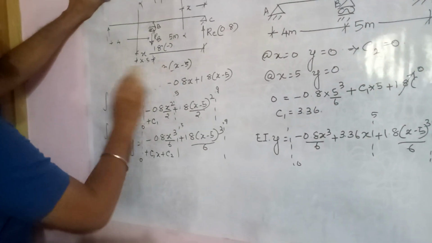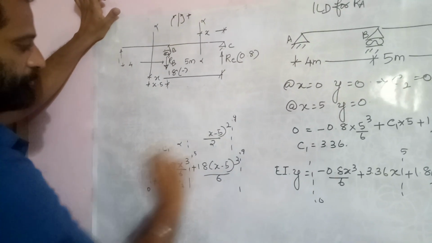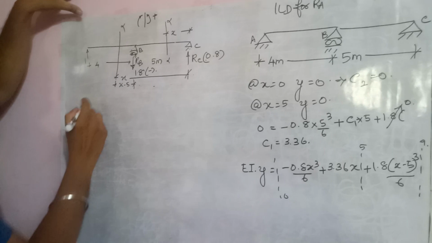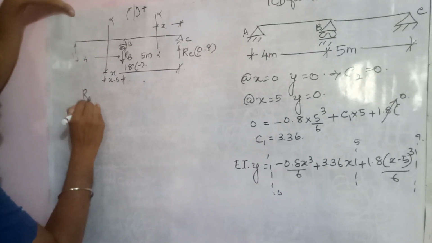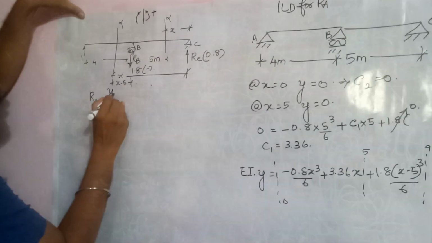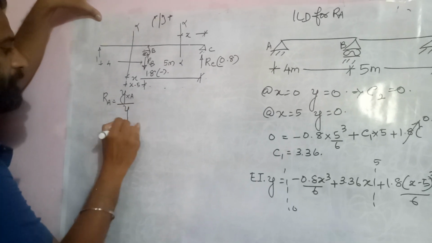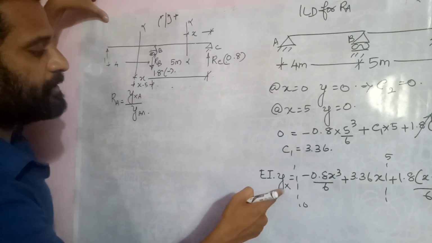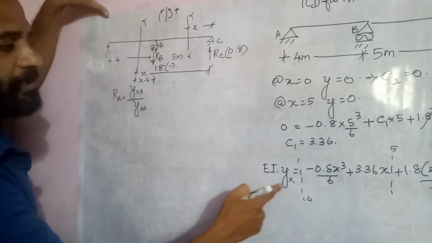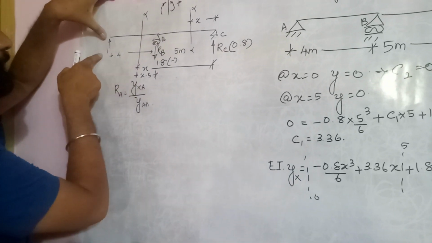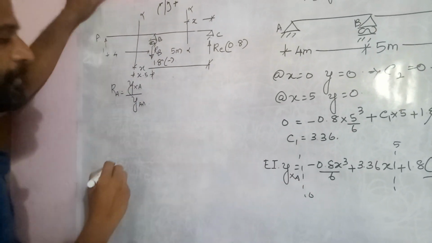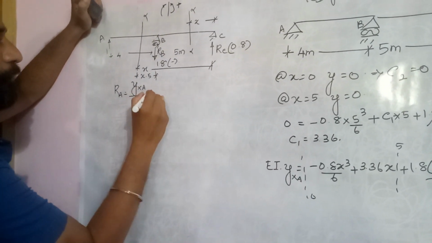So next, we need to find out the reaction RA. RA is nothing but, we know that, y of XA to that of y of EAA. So this is y of x, since this is the equation made for the x section, and correspondingly we have made a unit load at A. So this is y of XA. We need to find out the value of YA.